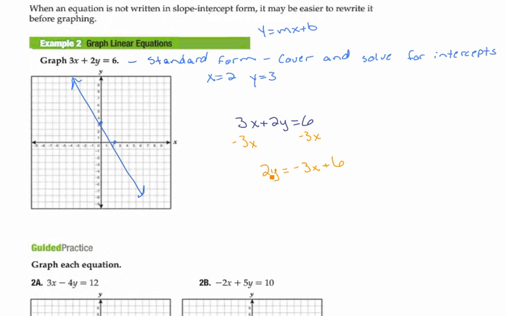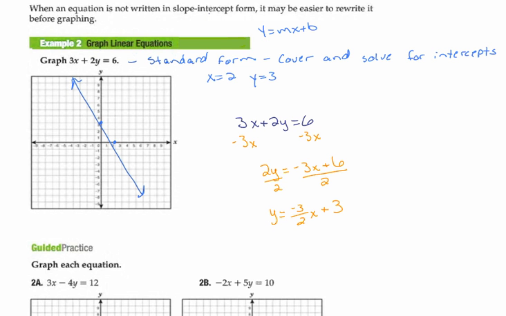Okay, I'm very close. I have to get rid of this 2, so I'm going to divide by 2. And notice I have to divide each piece by 2, so I have y by itself. I'm going to look at this 2 on both pieces. This is negative 3 over 2 x. 6 divided by 2 is a positive 3.